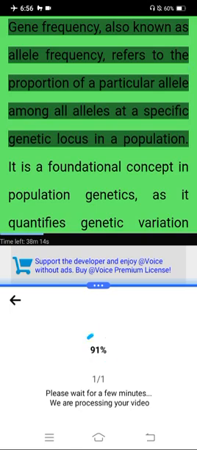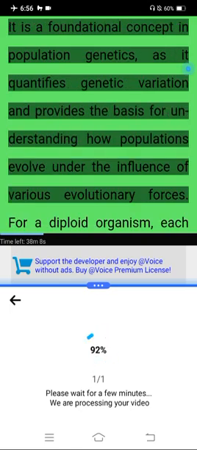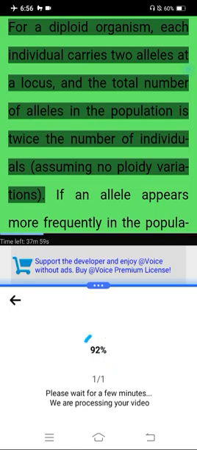Gene frequency, also known as allele frequency, refers to the proportion of a particular allele among all alleles at a specific genetic locus in a population. It is a foundational concept in population genetics, as it quantifies genetic variation and provides the basis for understanding how populations evolve under the influence of various evolutionary forces. For a diploid organism, each individual carries 2 alleles at a locus, and the total number of alleles in the population is twice the number of individuals, assuming no ploidy variations.